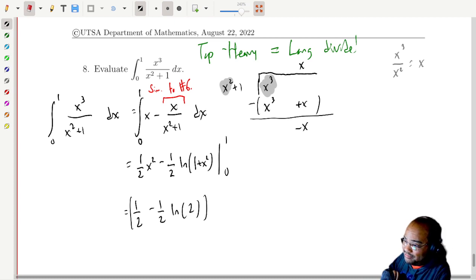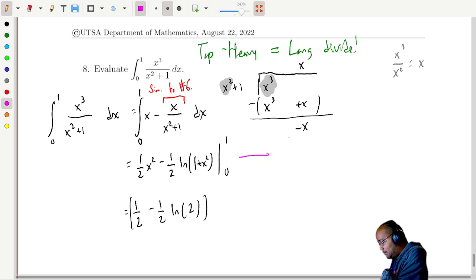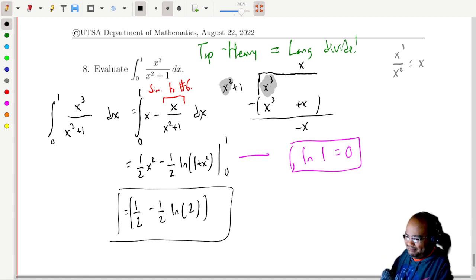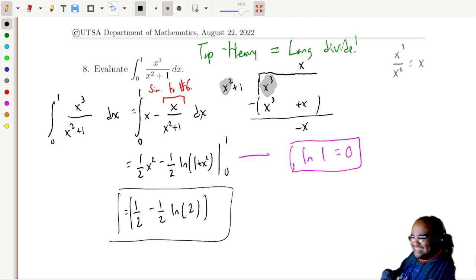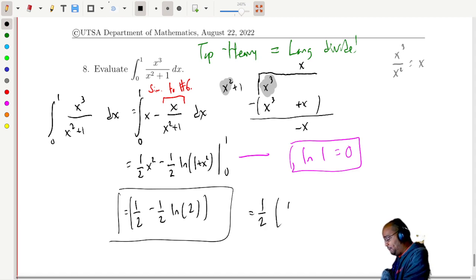And then minus, plugging in 0: 0 squared is 0, and 0 times anything is 0. 0 squared is 0, plus 1 is 1, but what's the log of 1? The log of 1 is 0, and 0 times anything is 0. Remember, log of 1 is equal to 0. So if you like, keep this answer because you're done. If you like, you can factor out the 1/2. You can also write 1/2 of 1 minus log 2.